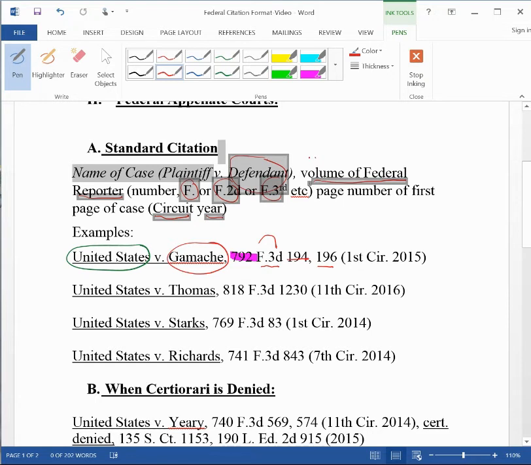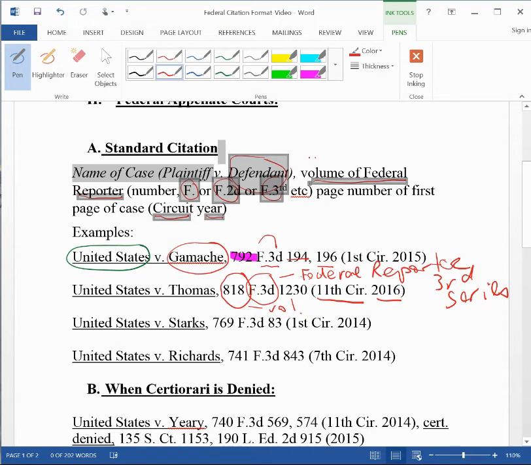So let's go through a second example. Again, we have United States versus Thomas. In this case, the volume is 818, so that's the volume. The source is Federal Third, and if you wanted to know where this is, it's the Federal Reporter, and it's the third series. And the circuit, in this case, was the 11th Circuit, and it was in 2016.